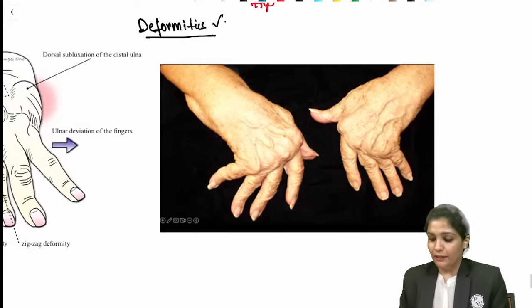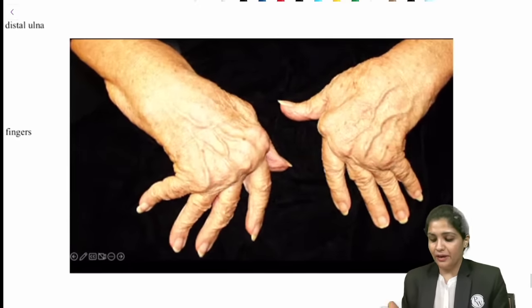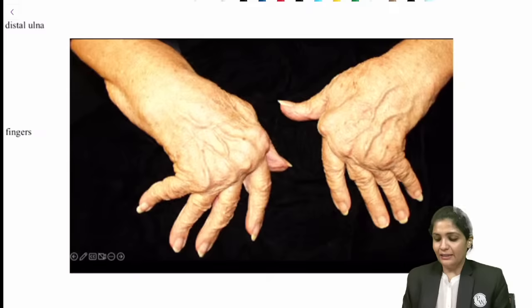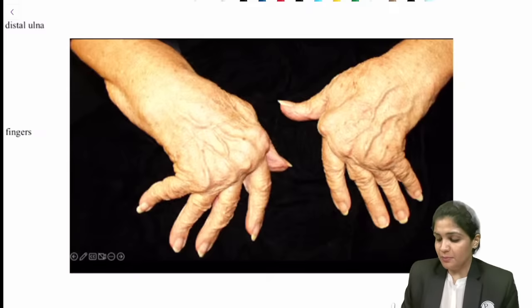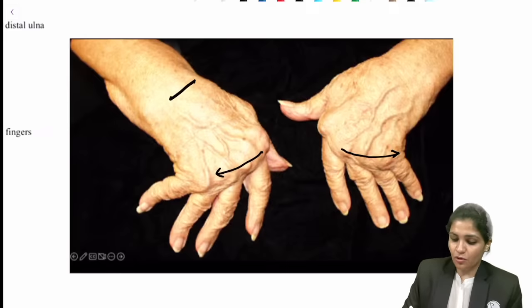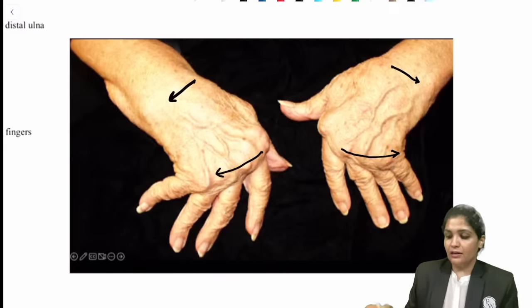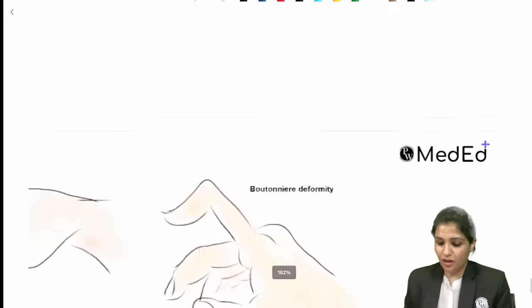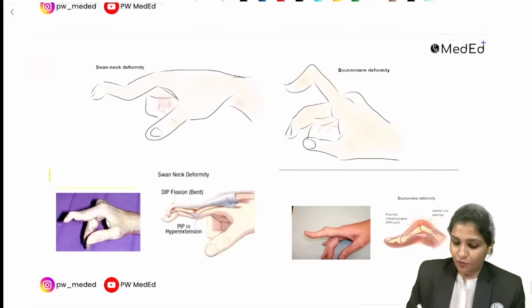So typically, in a patient with severe rheumatoid arthritis, over the years the hands will be like this. The MCP joints are involved here, which is causing the drift, and this here is also drift, and in the wrist also there is some amount of deformity present. And the typical deformities which you have to learn are the swan neck deformity and Boutonniere's deformity.